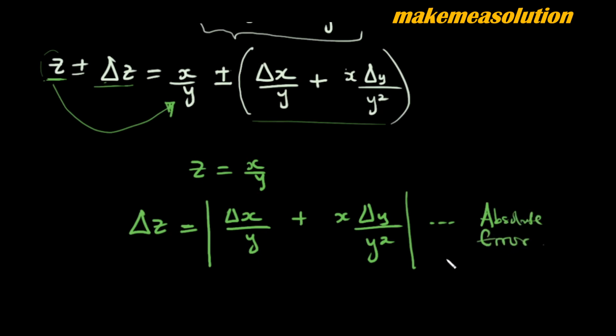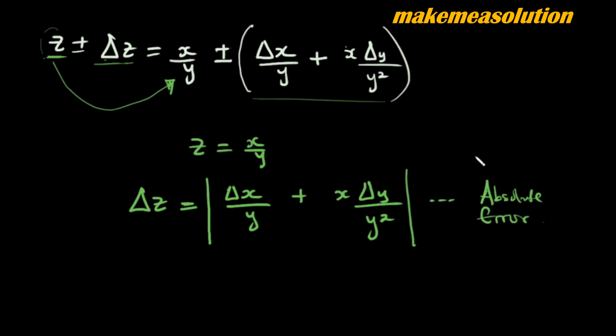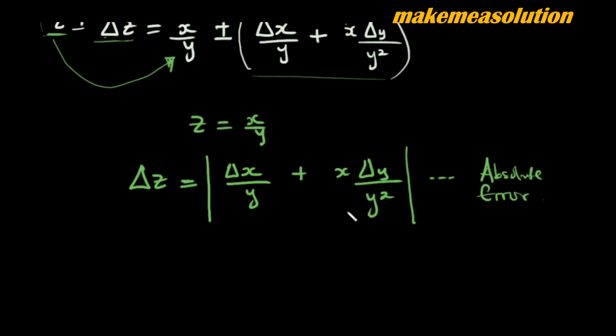So this is the absolute error in measuring a quantity z, that's after the two terms divide. But this absolute error formula is kind of pretty hard to remember. That is why we still proceed to get what we call the precision relative error.